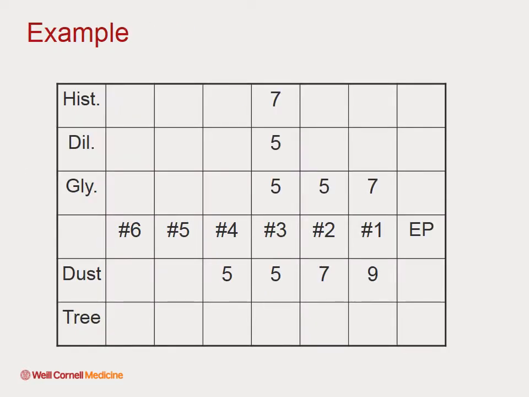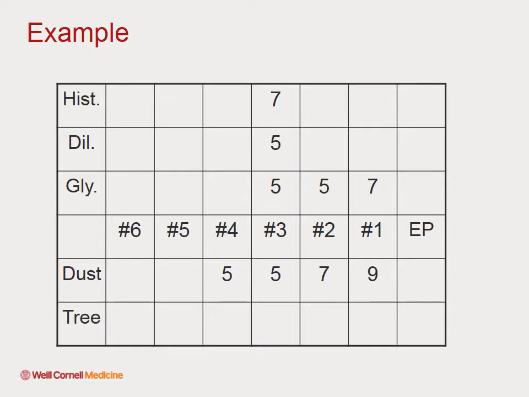Okay, so let's look at another example. Here we have our board, or essentially what our arm is going to look like. And on the histamine, we see a good reaction to a number 3. So that's a number 7. Just like when we do our skin prick testing, we like to see a 7 millimeter wheal on histamine. For the diluent, that was negative, which is good. So the patient isn't overly reactive. If they react to diluent, then you're suspecting perhaps dermatographia.